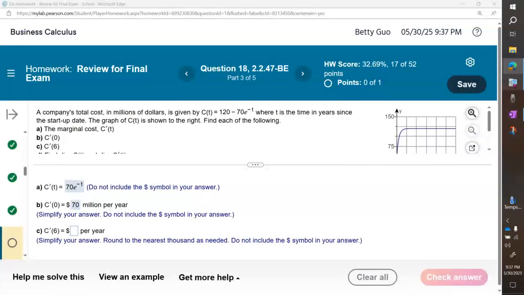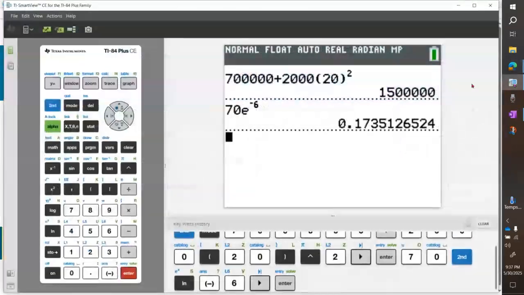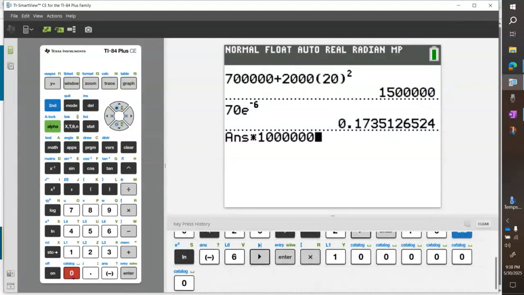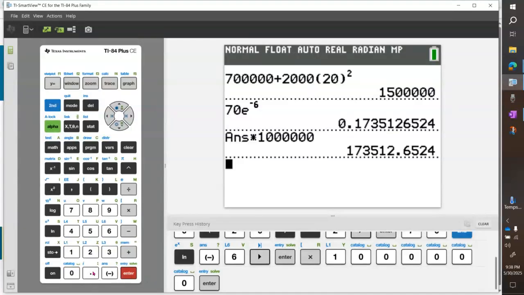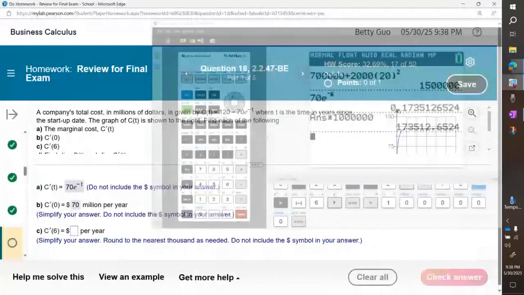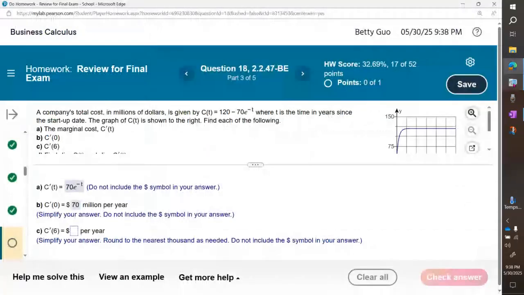So what do we have in a calculator? 70 e to the power of -6 is in millions, so I'm going to have to multiply by a million. 1, 2, 3, 4, 5, 6. That's the marginal cost in dollars, and we need to keep that value to the nearest 1,000.